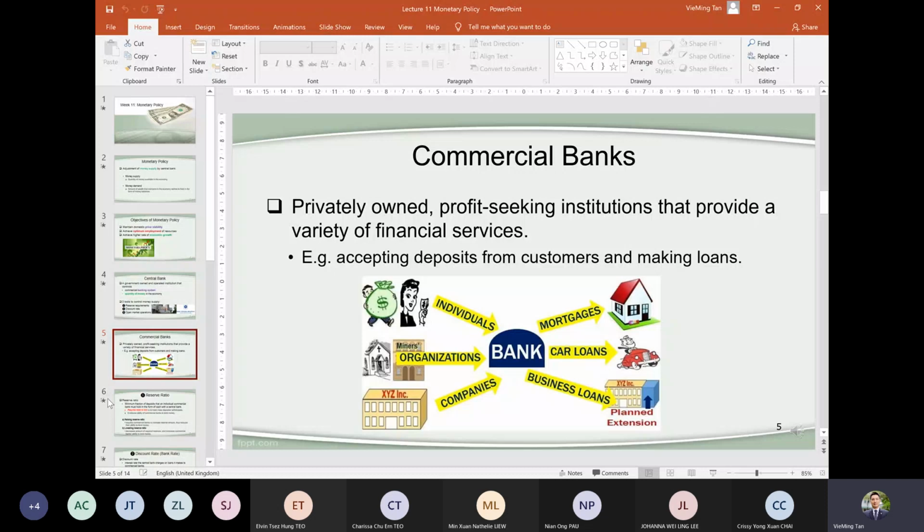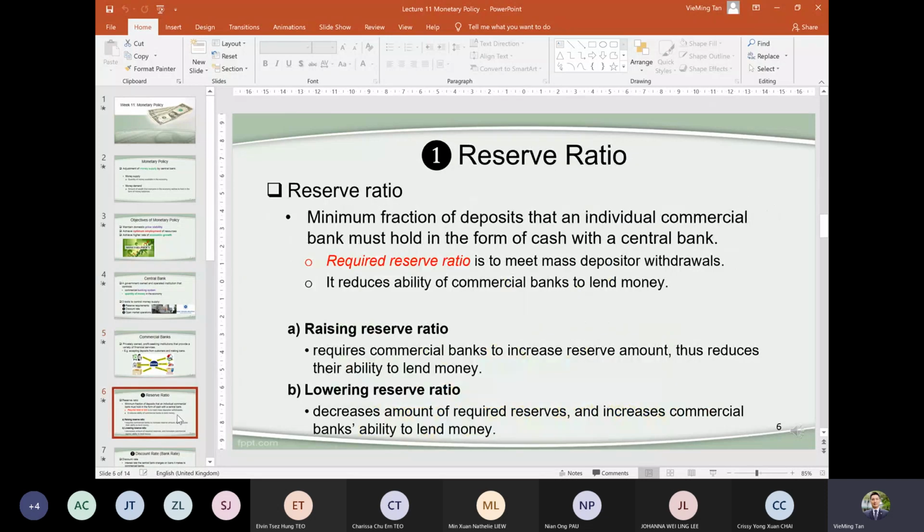All right, so let us check how the central bank uses the three tools to control the money supply in the economy. The first tool is called the reserve ratio. Reserve ratio is the minimum amount of money that has to be deposited by each commercial bank in a central bank. This reserve is in cash. So it is the amount of cash that has to be deposited in the central bank by each individual commercial bank. Another word for reserve ratio is the required reserve ratio.